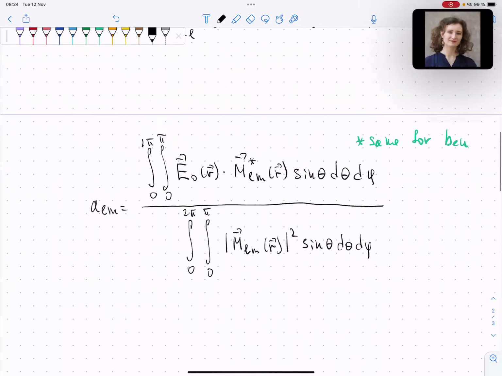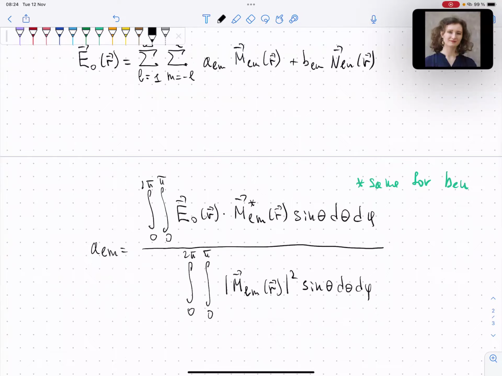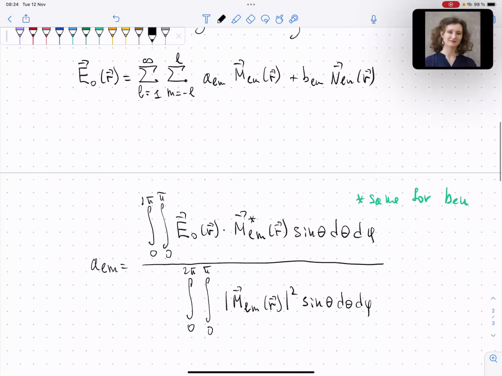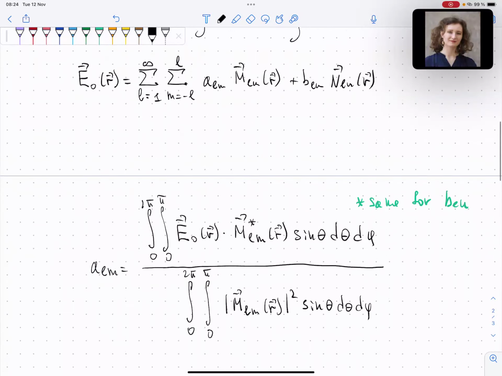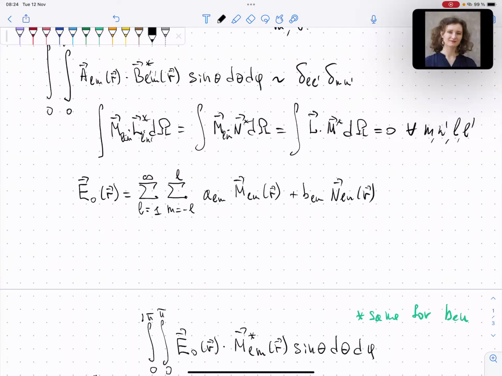May I ask a question? Yeah. How we understand these properties for M and L and N vectors? This one? These integrals. Yes.